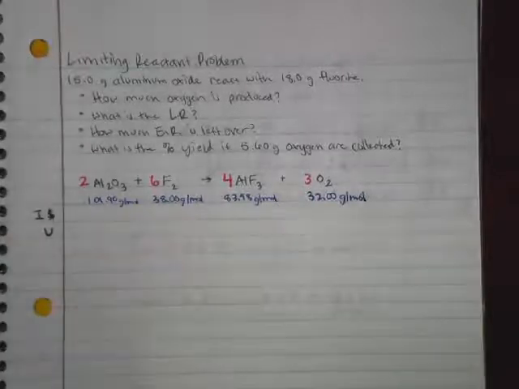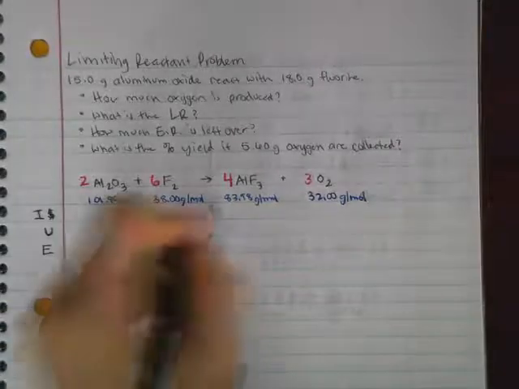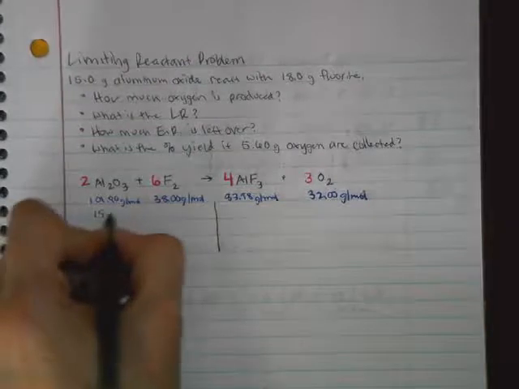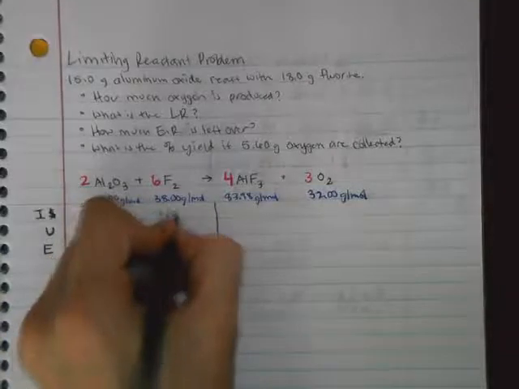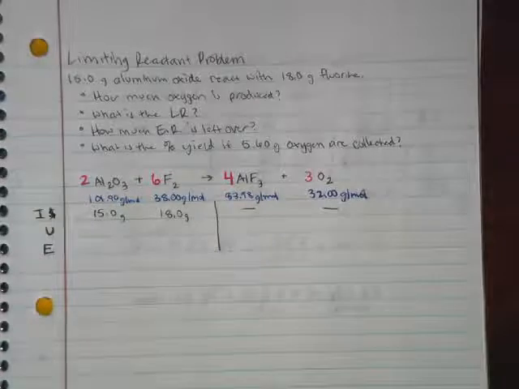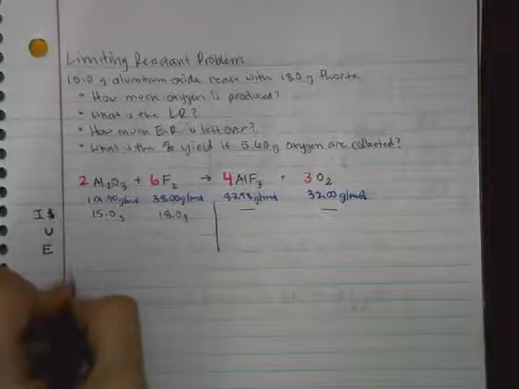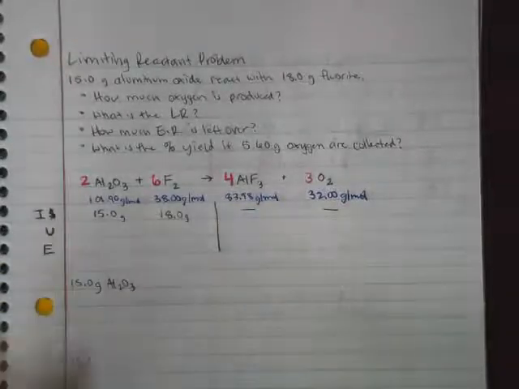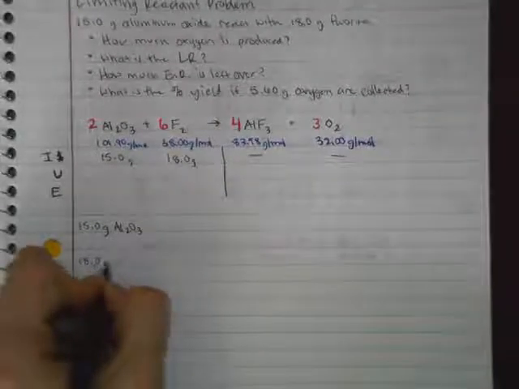This is going to be what I use, and then what I have at the end. Okay, so I know that I have 15 grams of aluminum oxide and 18 grams of fluorine. And of course, at the beginning, I have no product whatsoever. Okay, so I'm going to take my 15 grams of aluminum oxide and 18 grams of fluorine, and I'm going to do some stoichiometry.